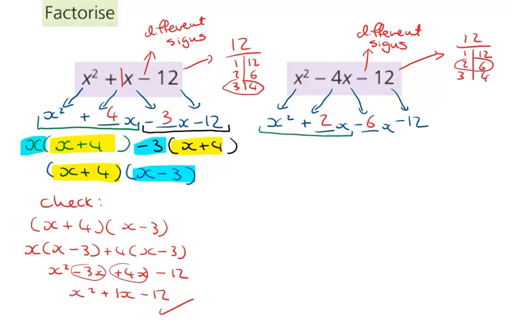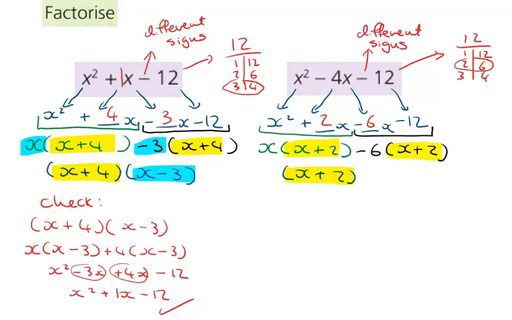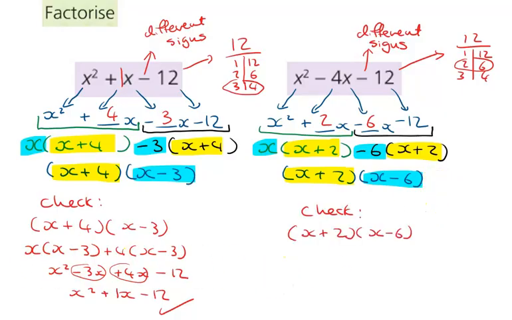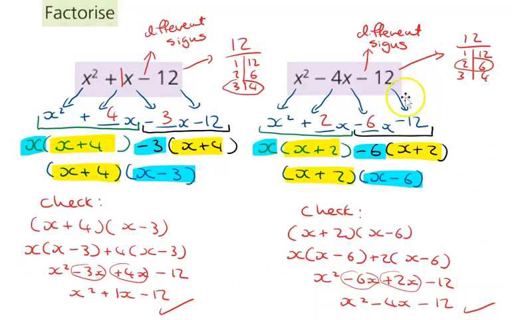I factorize the first two terms. So x squared divided by x is x, and 2x divided by x is 2. I factorize the second two terms, and minus 6 is my highest common factor. Minus 6x divided by minus 6 is x, and minus 12 divided by minus 6 is plus 2. My brackets match, so x plus 2 is the first part of my answer, and x minus 6 is the second part of my answer. So x plus 2 times x minus 6 is my answer. I then multiply out the brackets, and I get back to the start, so I know I'm right.